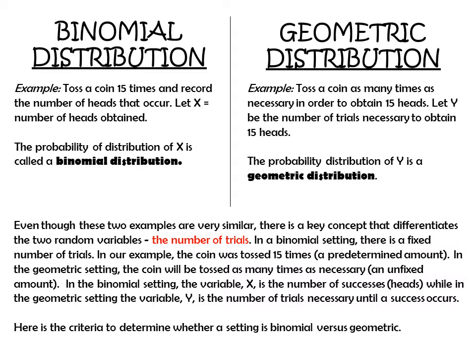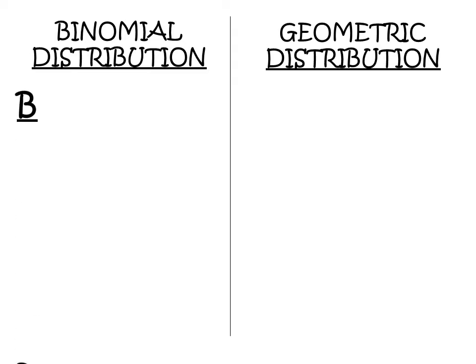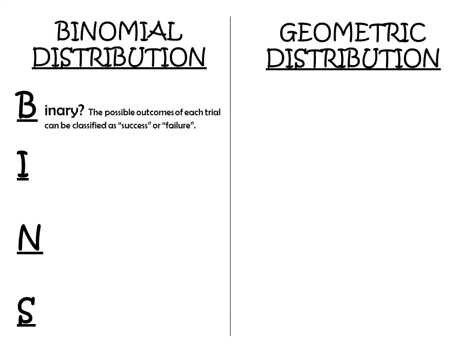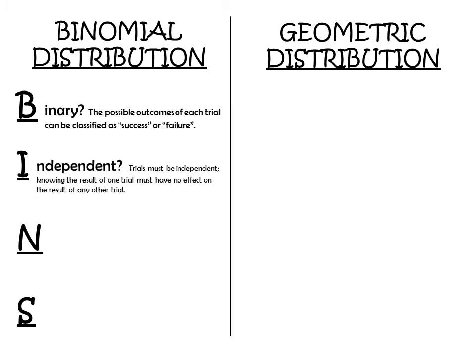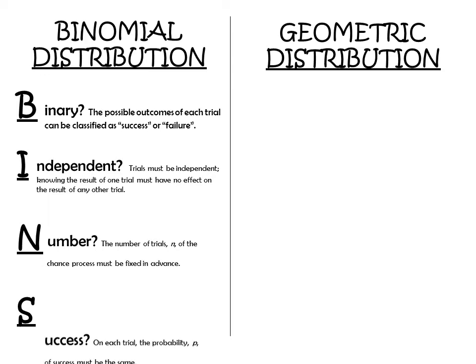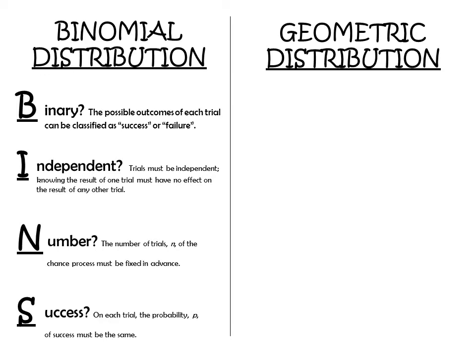Here's the criteria to determine whether a setting is binomial or geometric. For a binomial distribution, we use the acronym BINS. B stands for binary. So binary means there are two outcomes. Either the outcomes of each trial can be classified as a success or a failure. I stands for independent. Trials must be independent. Knowing the result of one trial must have no effect on the result of another trial. N stands for number. The number of trials, N, of the chance process must be fixed in advance. And S stands for success. On each trial, the probability P of success must be the same.